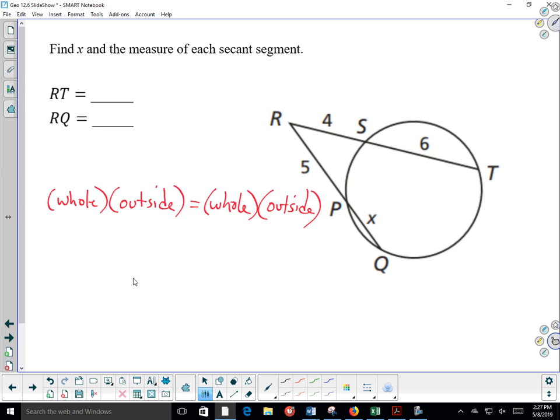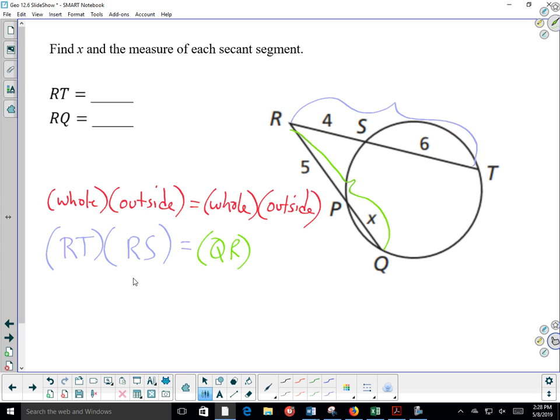Which segment would be an external segment that we call a whole? Or the whole thing would be what? RT would be the whole. So I'm going to write segment length RT here times what would be the outside piece of that segment. RS equals what would be the whole on the other part. Andrew? That would be QR. QR would be a whole here, so QR. And what would be the outside piece of that? PR would be the outside piece. Everybody agree with this? Okay?